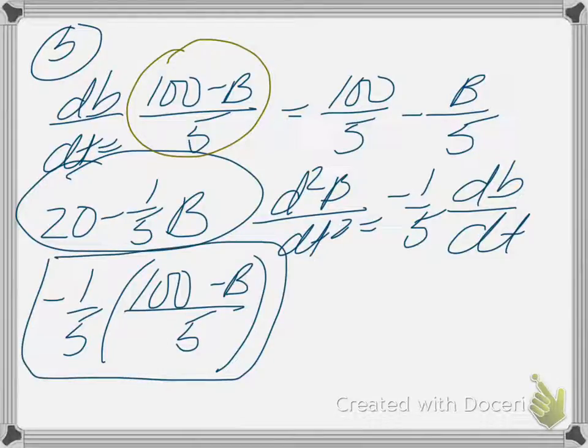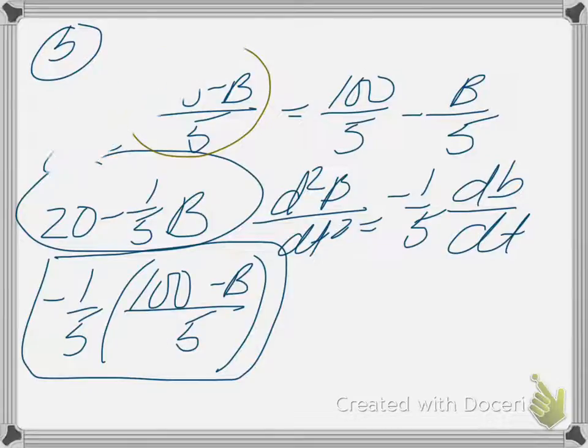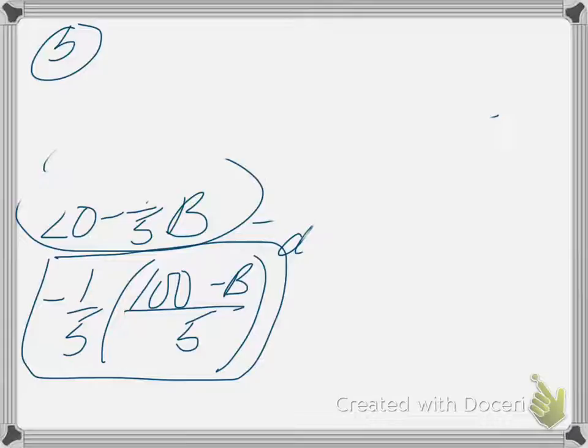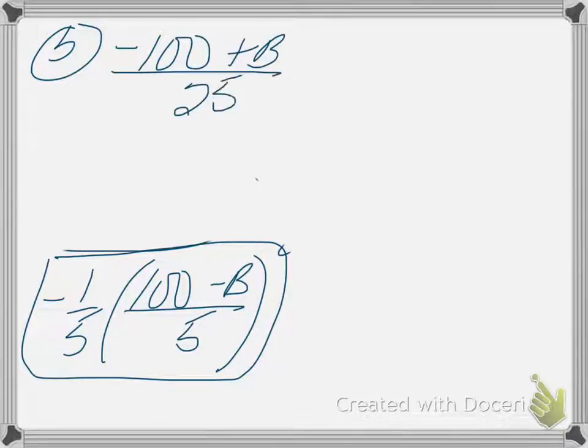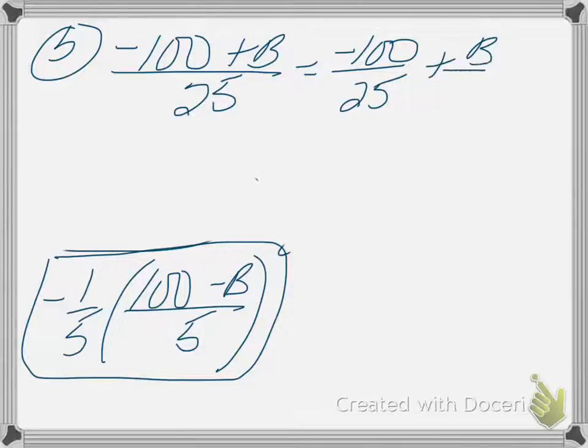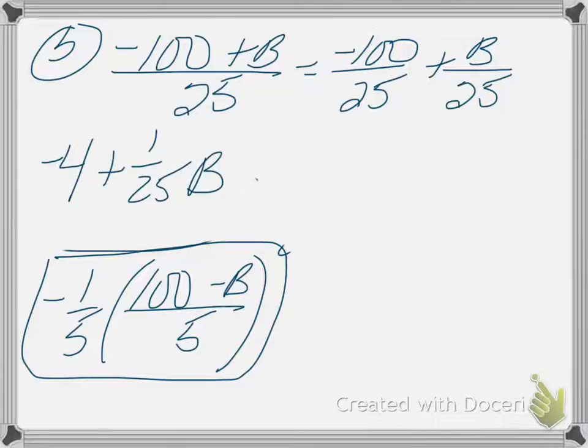Find the second derivative. And then it says, use that second derivative to explain why the graph can't look like the graph that they gave you. Okay, so you might want to simplify this to answer the second part of the question. So if we simplify, we get, multiply straight across, negative 100 plus b over 25. And if we break this into 2, we get negative 100 over 25 plus b over 25. So all that is equal to -4 plus 1/25 b. Okay, that's the second derivative.